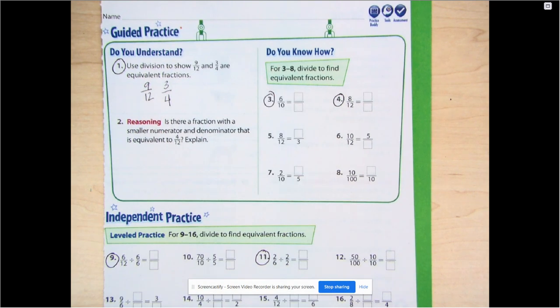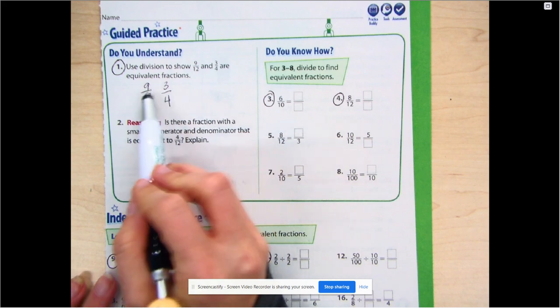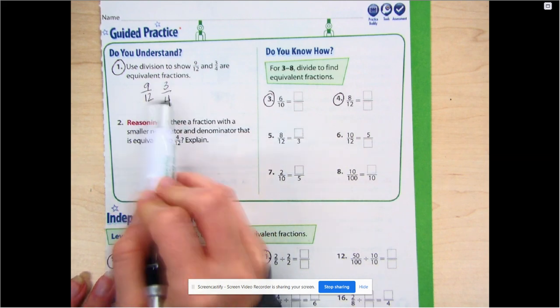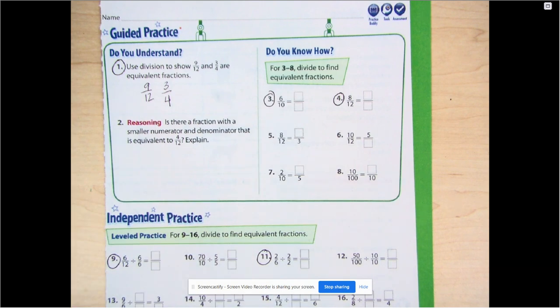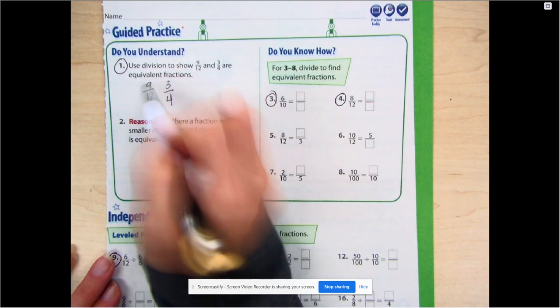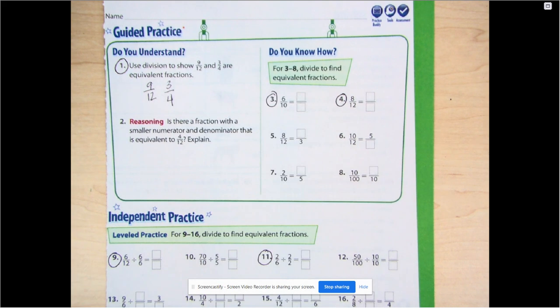9/12 and 3/4. And after you've written that down, I want you to ask yourself, how did I get from 9 to 3? How did I get from 12 to 4? What did I divide by to get 3/4? You may ask yourself backwards, what times 3 is 9? What times 4 is 12? And it should always be the same number. I would like you to stop and write that on your paper right now.